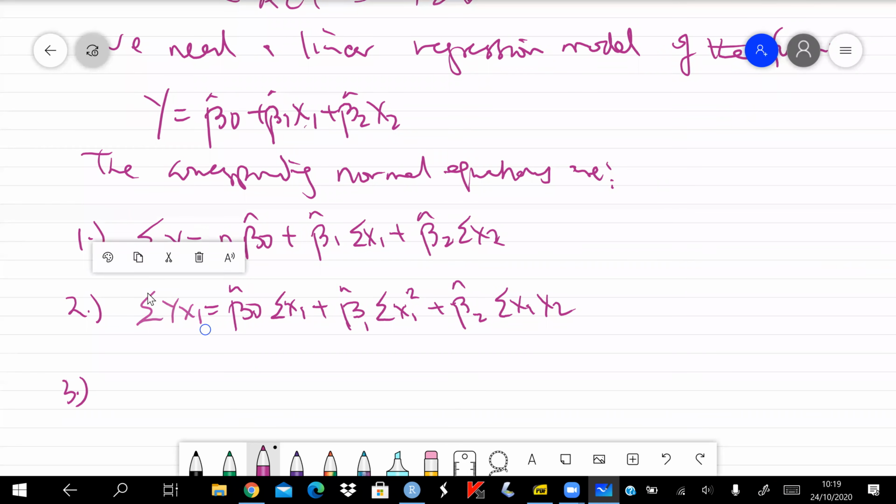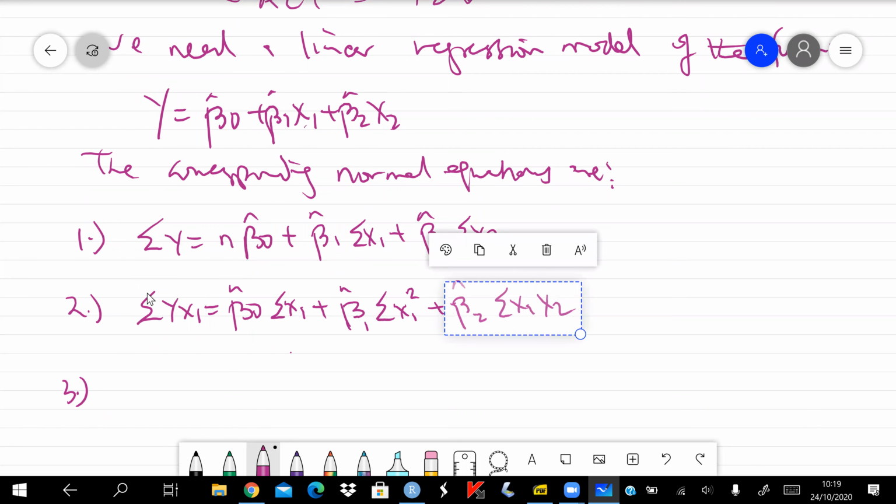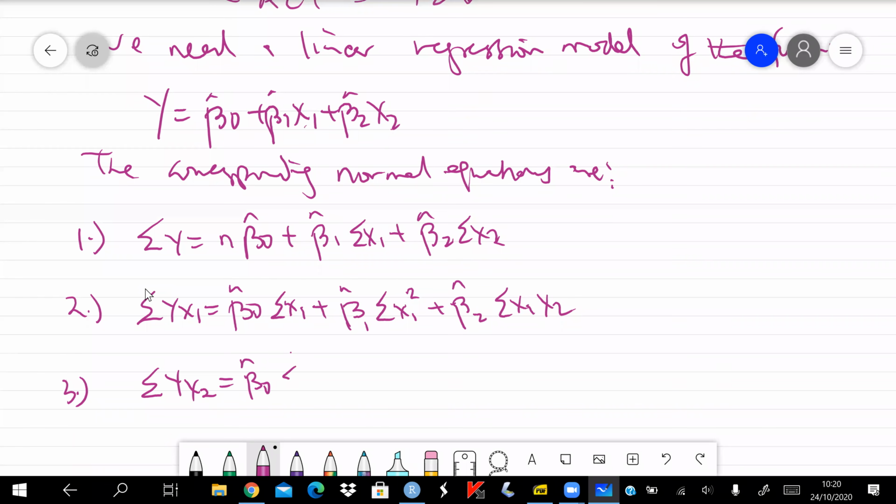And number 3, the third normal equation: we take x2, multiply everywhere, then we sum. So this will be summation of y x2 is equal to beta naught summation of x2 plus beta 1 summation of x1 x2 plus beta 2 summation of x2 squared. So those are the normal equations.